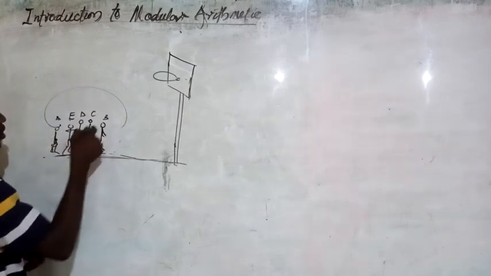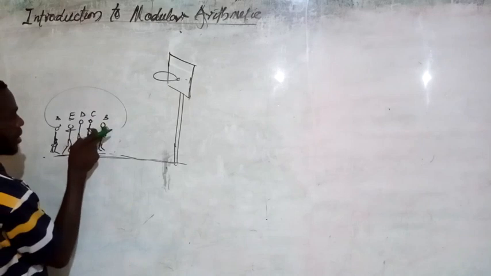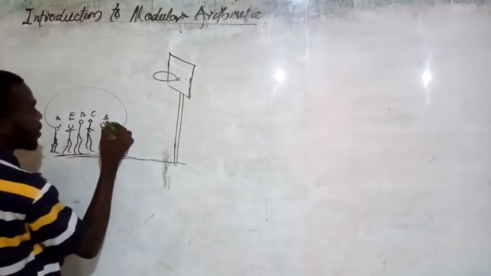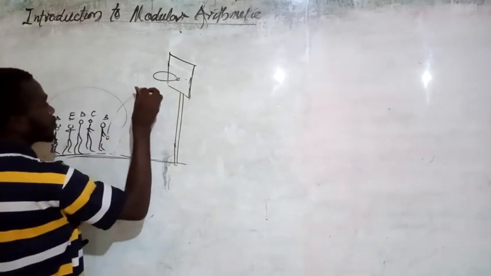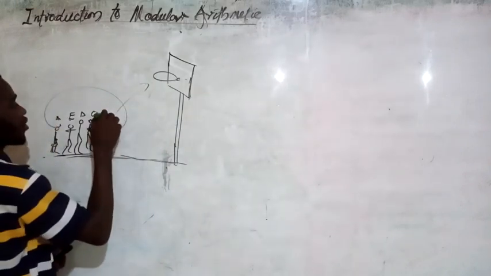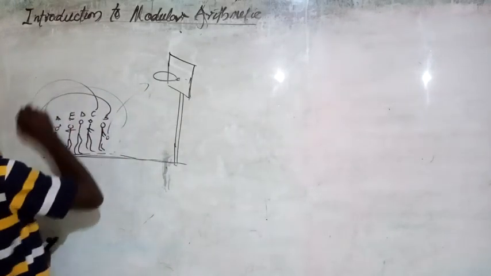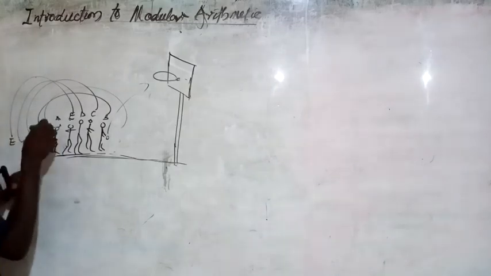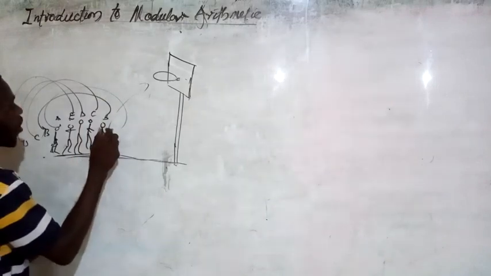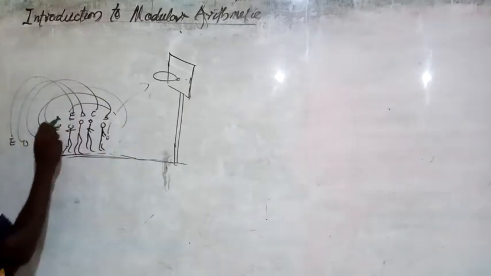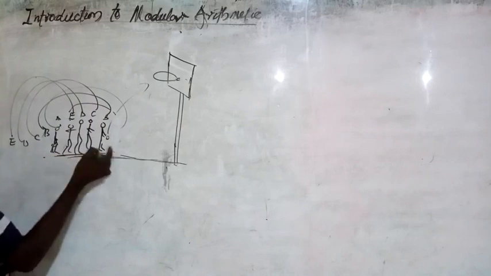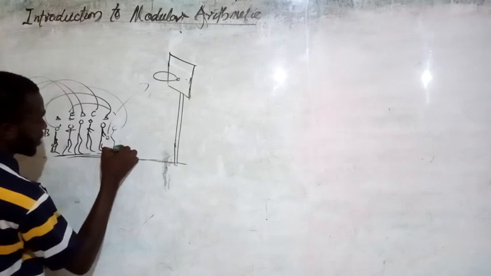Then the ball goes to hooper B. Hooper B next takes the ball and launches. After launching, he also goes to the back, then the next launches and goes to the back. So it means hooper A cannot get to launch the ball again until everybody here has launched the ball. The 5 persons here, until they have launched the ball, hooper A cannot launch again. So let me draw hooper A back here.